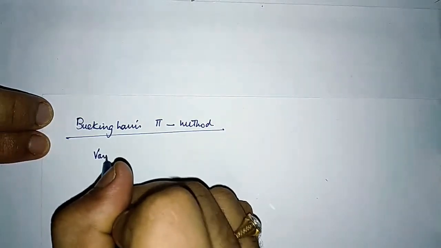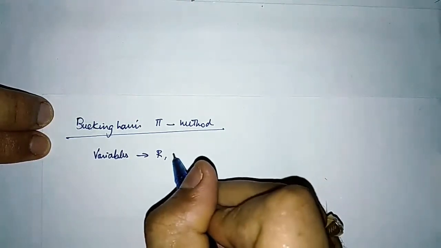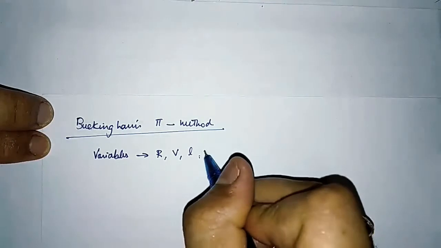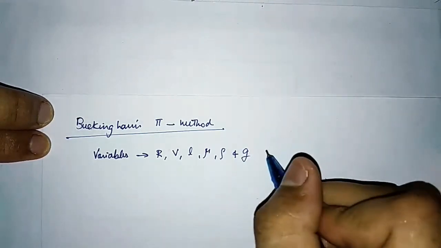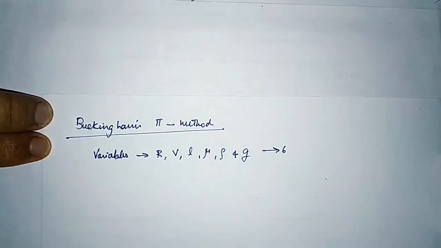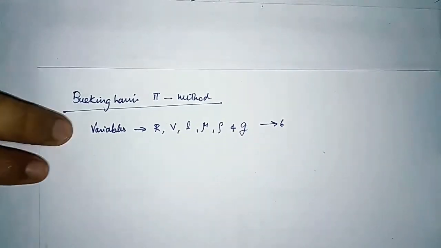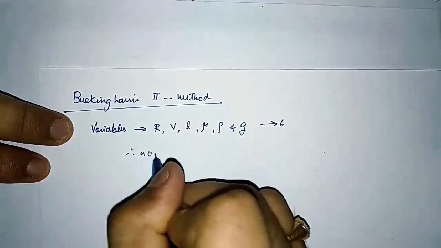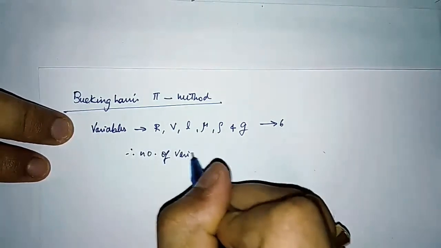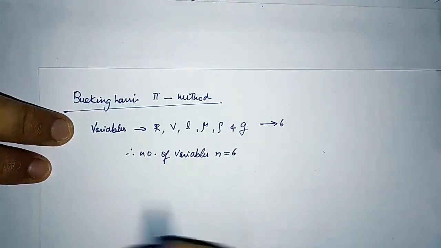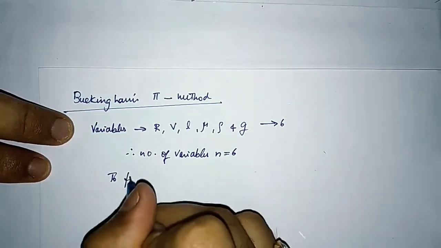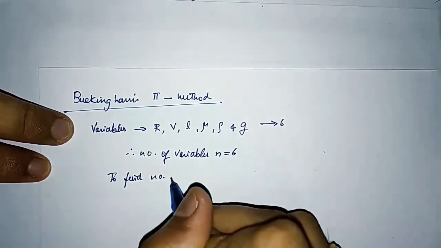So we'll solve the problem like this, starting with writing the number of variables given in the question: R, V, L, mu, ρ and g. So the total number of variables given is 6. So the number of variables n is equal to 6. So the next step is to find out the number of pi terms.